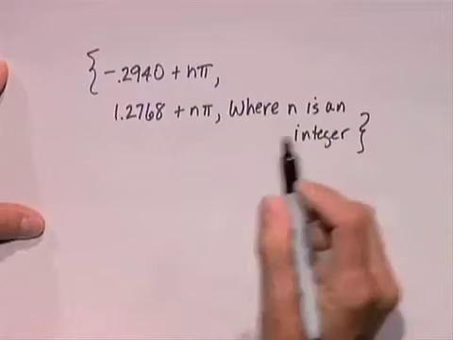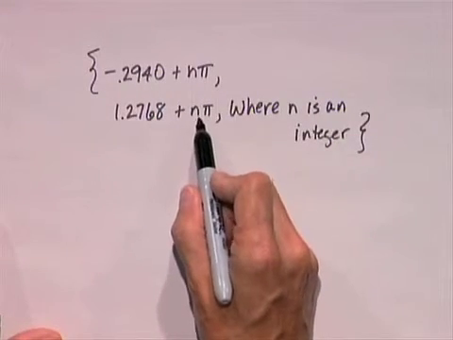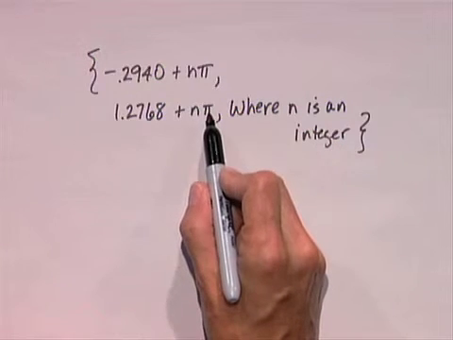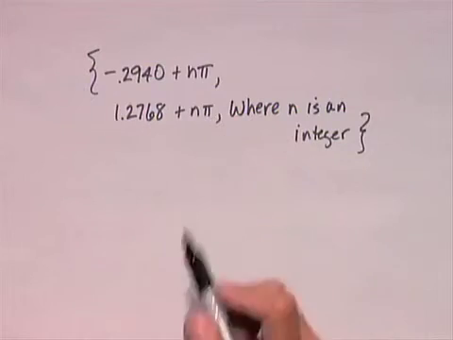And one other comment. The reason we're adding n pi is because the period of both the cotangent and tangent, although we ended up using the tangent, the period of the tangent is pi.